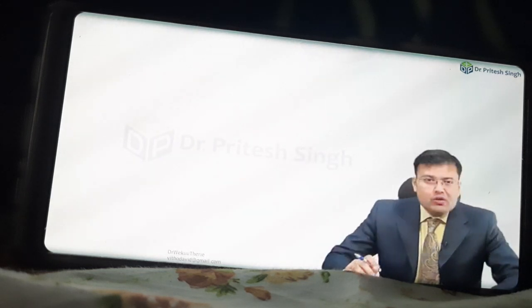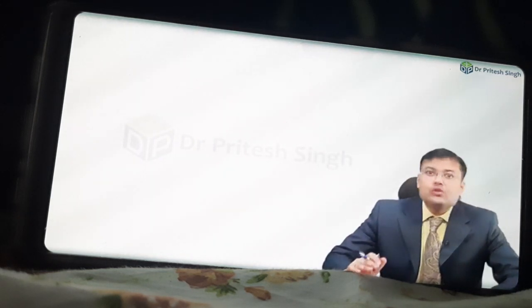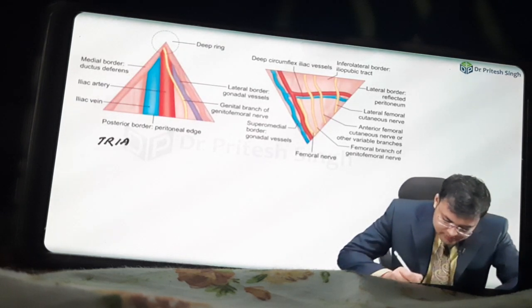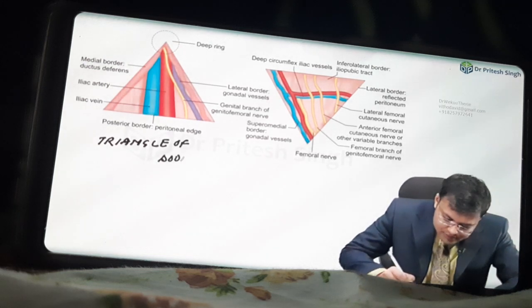Nowadays, lots of questions are asked about various landmarks during laparoscopic hernia repair. So what are those various landmarks? Have a look. This is one of the frequently asked questions. Here you can see the first is triangle of doom. So what are the boundaries of triangle of doom?